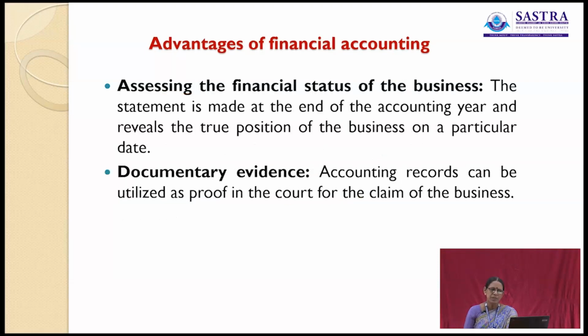Next is to assess the financial status of the business. It reveals the true position of the business on a particular date. So we can know about the various states of assets and liabilities. All your assets are known. Asset is always equal to liabilities plus capital. So this can be easily assessed: what is your capital invested, what is your liability that is owed by the business to the outsiders, and what are the assets owned by the business.